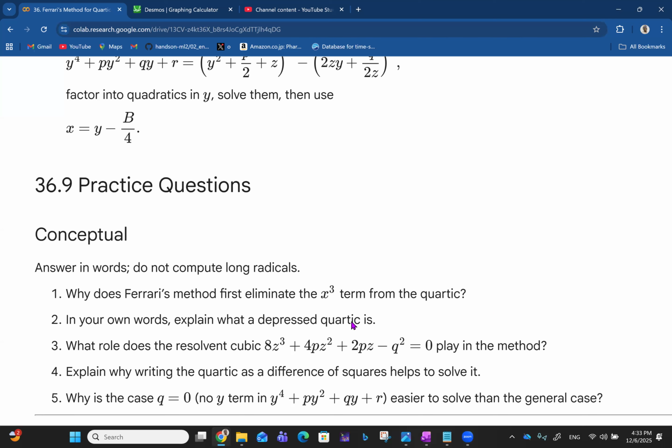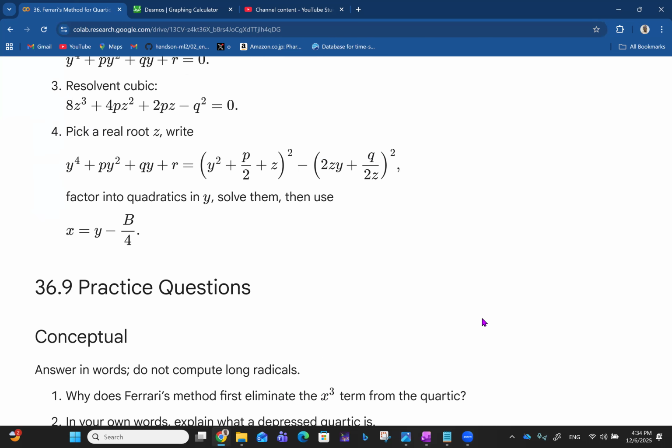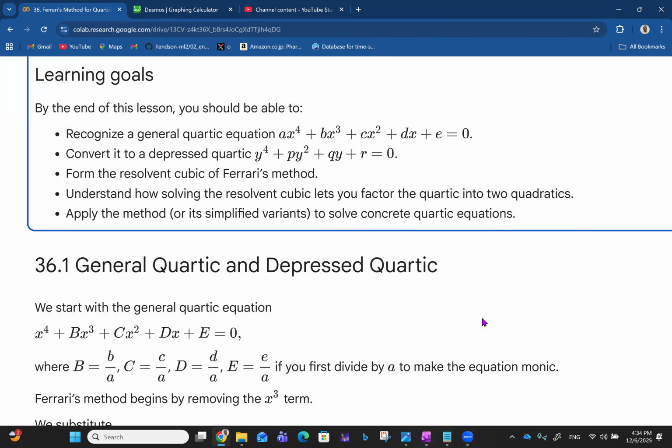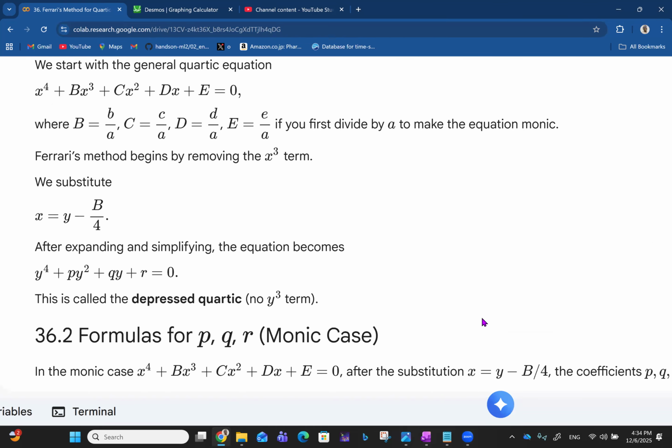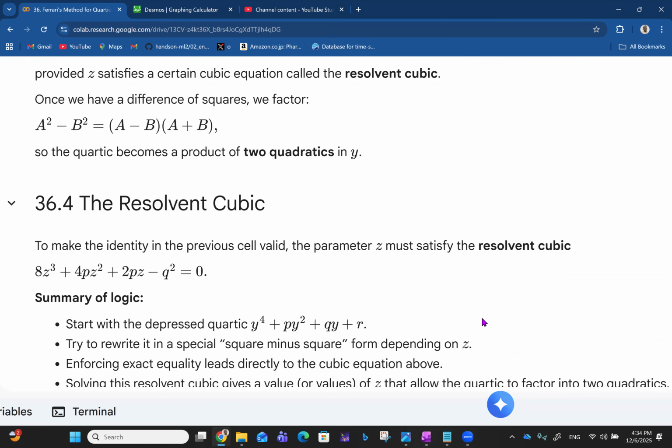In your own words, explain what a depressed quartic is. That is a quartic with the cubic term removed, basically. What role does a resolvent cubic play in the method? Do we remember what that is? I don't think I do remember. Okay, let's look at the resolvent cubic.